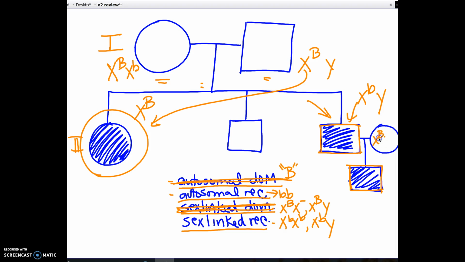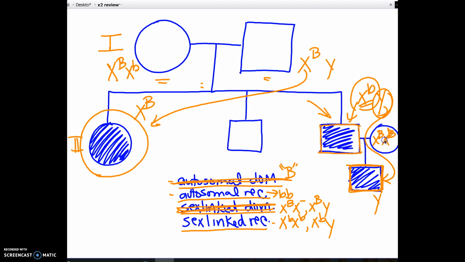Mom does not have the trait, so we're going to make her X big B, X big B. If this male has a son, he's not going to give the trait to his son. He's going to give the Y chromosome to his son. So the only way that a son could have this trait is he would have had to have gotten it from the mom, and we don't see mom having the trait.